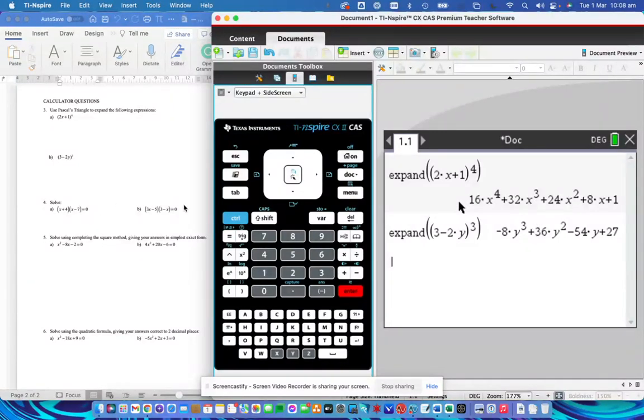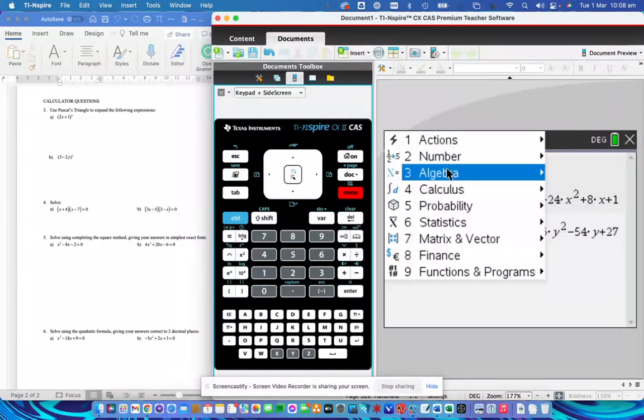Okay, question 4 is a solve. So it's not just an expand, but solve. Now these should be easy enough to do without a calculator, really. That's x equals minus 4, x equals 7, that's x equals 5 over 3, and x equals 3. But you can at least confirm your answers if you want to.